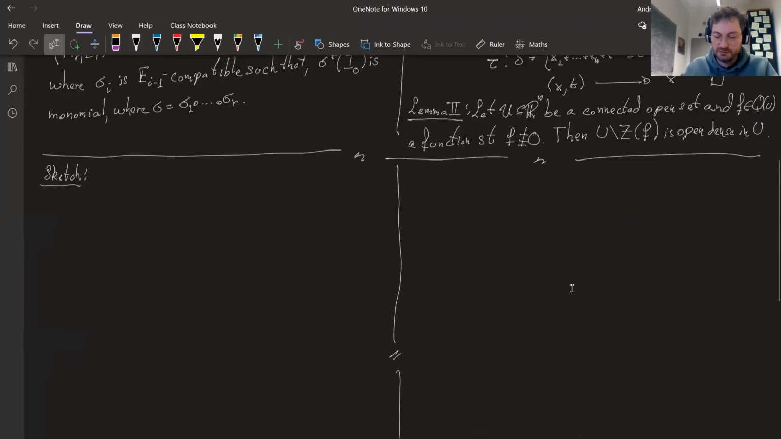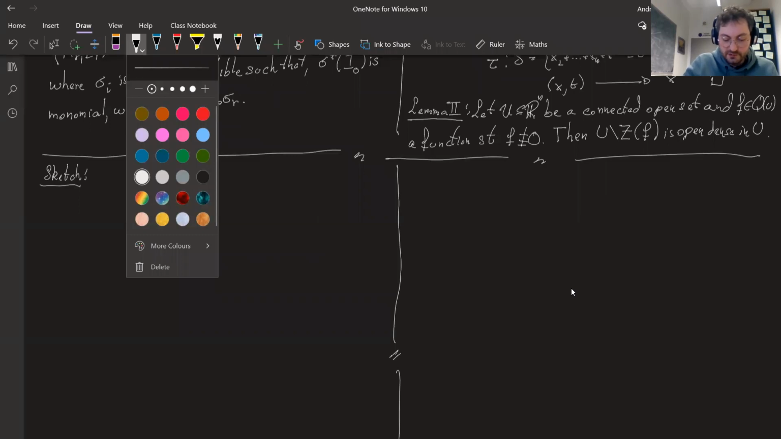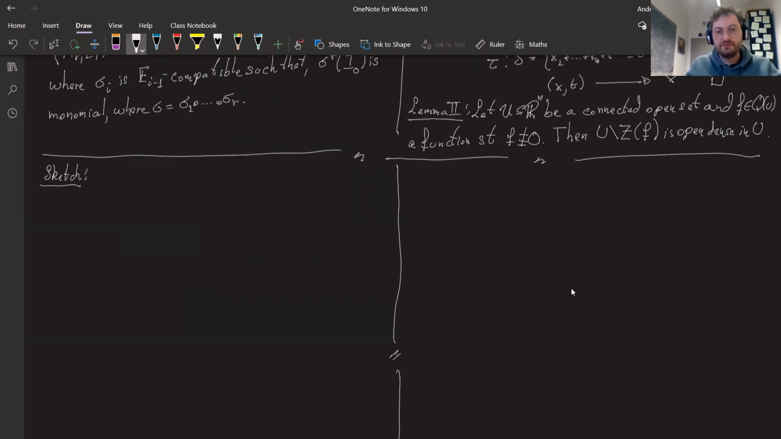So what is the lemma that we want to state here? It's a very simple lemma. We take a connected open set U of R^n, and we take a function F defined over this open set, which is non-identically zero. Then the set U minus Z of F, the set of non-zero points, is open and dense in U. We can actually show that its complement has Hausdorff dimension smaller than or equal to n minus 1, by the same proof. And the proof is quite simple. It's just a consequence of the Lojasiewicz preparation theorem.